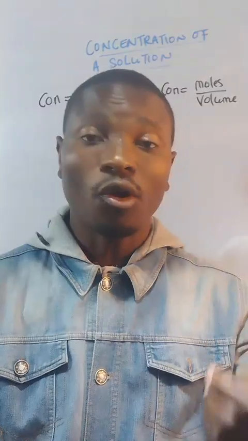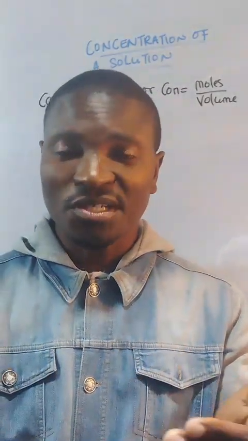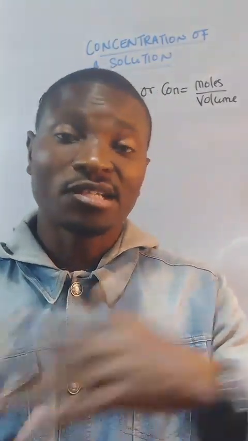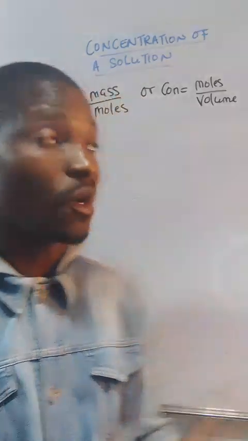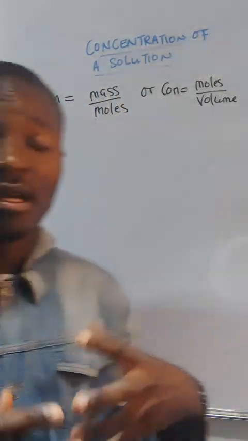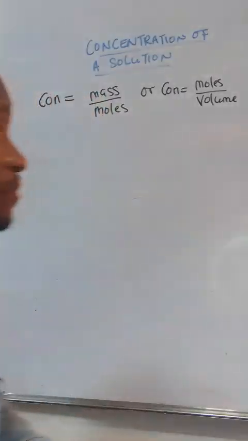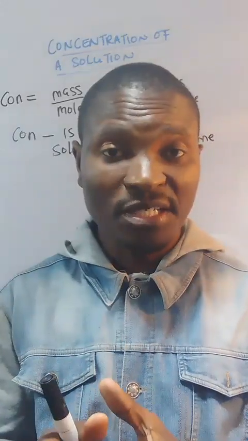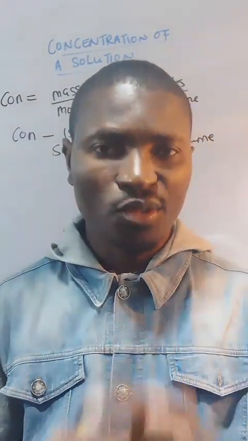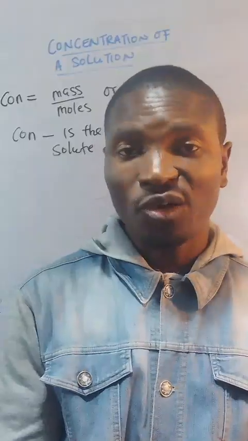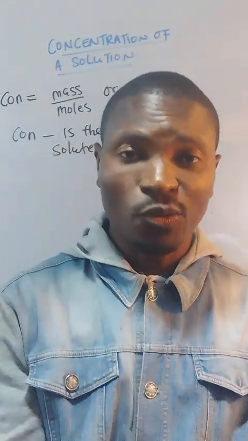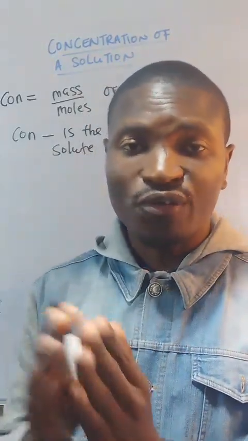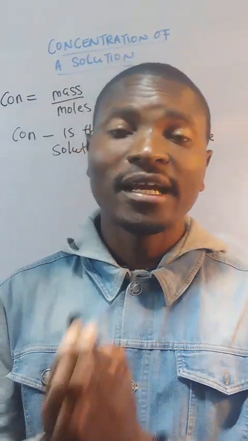So once you understand the formula to use, we also need to understand what concentration is. To define concentration, we can define it based on the formulas that we have. So concentration simply means the amount of solid per unit volume. We are looking at how much of something dissolves into a liquid, and this liquid takes the unit of volume. So the amount of solid per unit volume is what is called concentration.